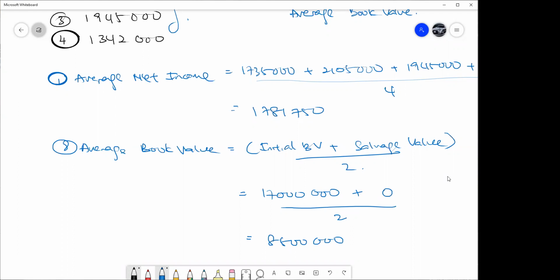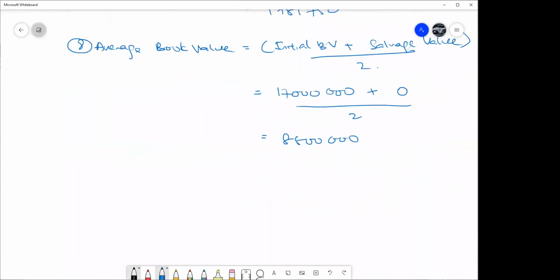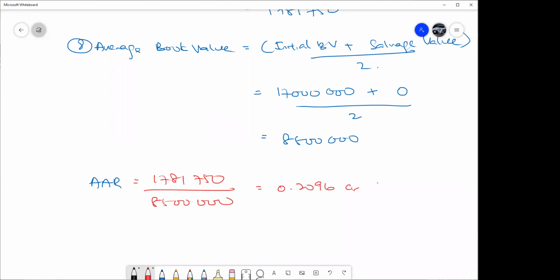Now you've got average net income and average book value. You can do your AAR already. So AAR is equal to 1,781,750 divided by 8.5 million. So what do you get? 0.2096, or 20.96%. Very good, Sula. Okay, 20.96.